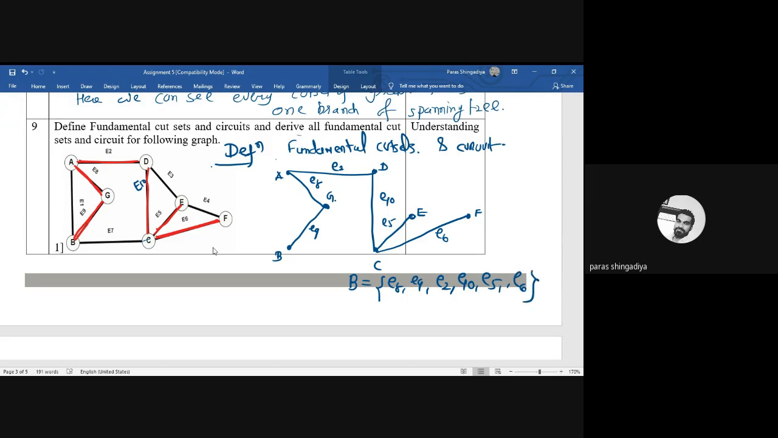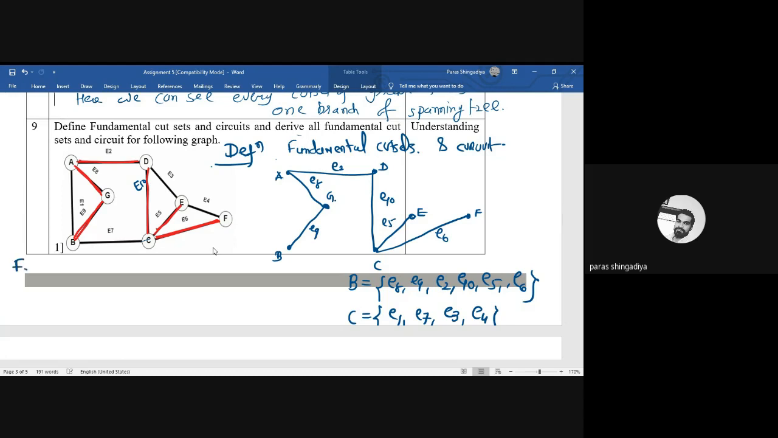The branches are the ones involved in the spanning tree. And which edges are the chords? Chord is equal to E1, then E7, E3, and E4. Okay, these are the chord set and this is the branch set. Total is 6 plus 4, 10 edges. 6 are the branch and 4 are the chord.